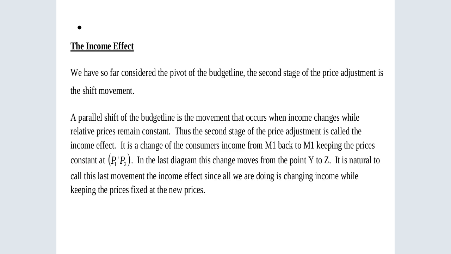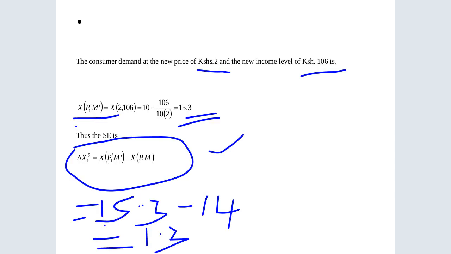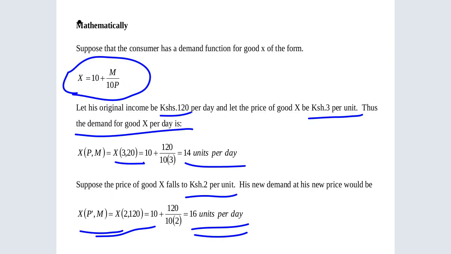Now we can also proceed and compute the income effect. We have looked at the pivot of the budget line. Now the second stage of the price adjustment is a shift. So the budget line simply shifts. The parallel shift of the budget line is a movement while the price remains constant. Now the second adjustment is called the income effect. We have seen from the diagram here, you can look at it once again and see.